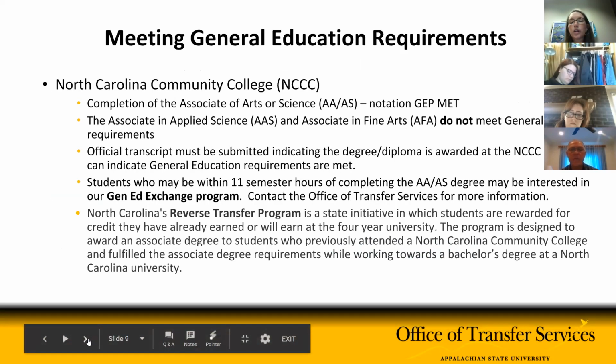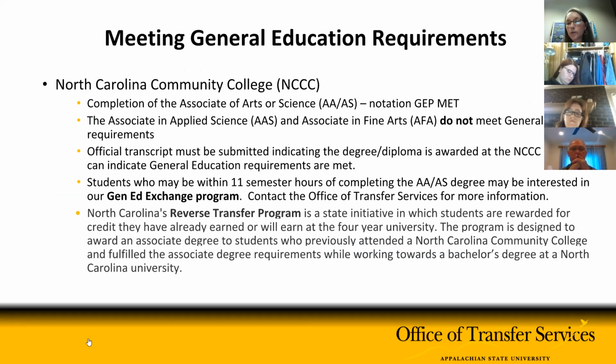Okay, so meeting general education requirements here at Appalachian, this is one we get a lot of questions about. There's a couple different ways you can meet gen ed requirements. One is, if you're coming from a North Carolina community college and you have completed an AA or an AS degree, an Associate in Arts or Associate in Science degree with grades of C or better, then that's going to meet all of our general education requirements. Now, in looking at your degree audit, maybe you've looked at DegreeWorks and that's not showing just yet, maybe we haven't been notified. We'll talk a little bit more about what that looks like.